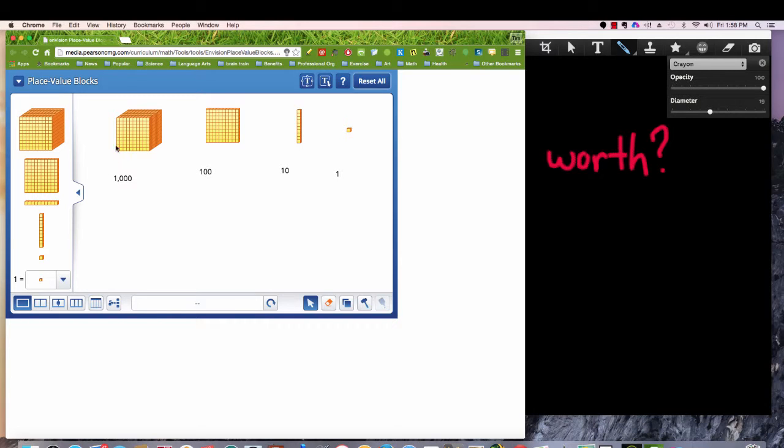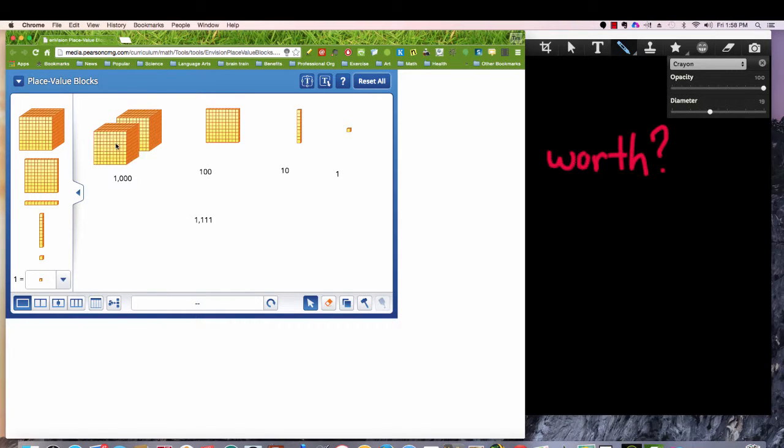Now, if we wanted to find out what the value of all of these were together, then all we have to do is put them together into the standard form. And in this case, I would start over on this side, and I would put 1,000, 111. So our total value for all these numbers is 1,111.